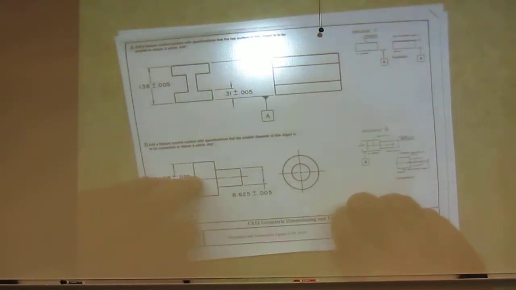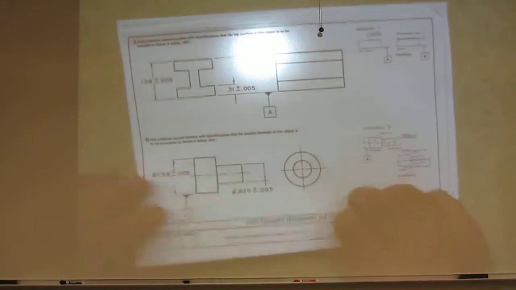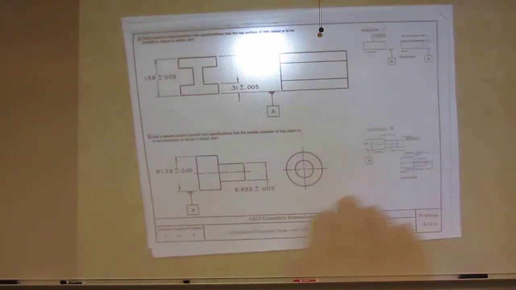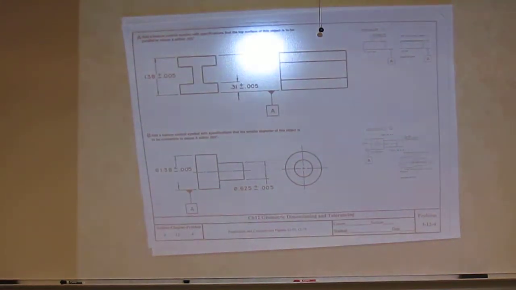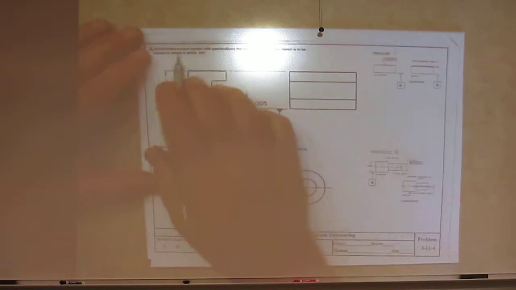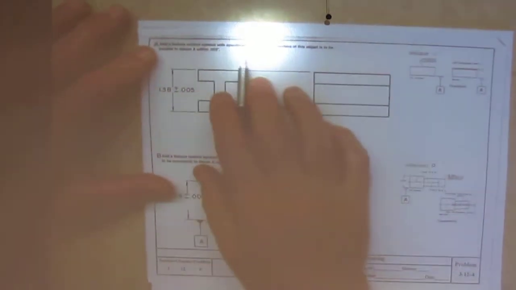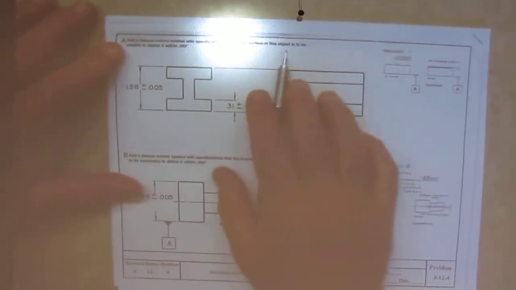Any questions on that? Yes. What are we doing with this? Are we showing the parallel? So what I'm doing on the top one is adding a feature control symbol with specifications that the top of this object is to be parallel with datum A to within 0.3 thousandths. So you're doing your box.